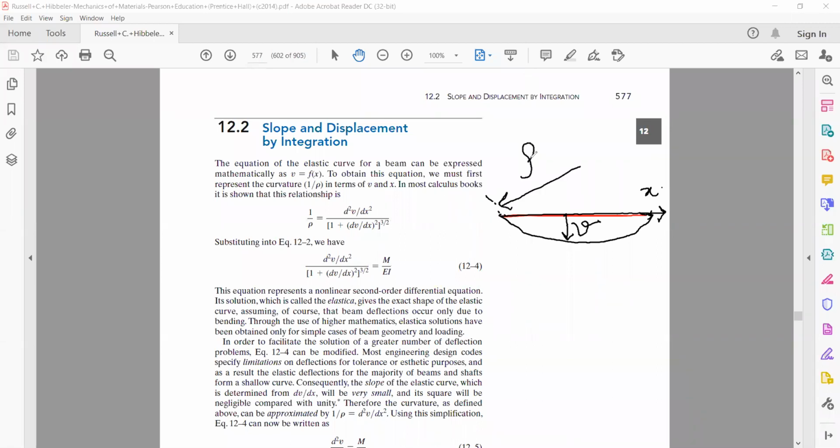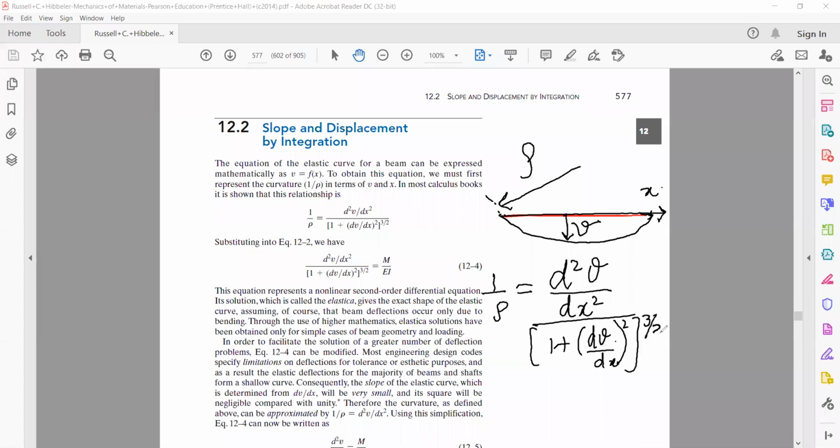Then we know from calculus, the formula of the curvature is given as 1 by rho is equal to d2 nu by dx2, whole divided by 1 plus d nu by dx square, whole raised to power 3 by 2. This is what we get from calculus or mathematics. We need not derive this curvature formula.